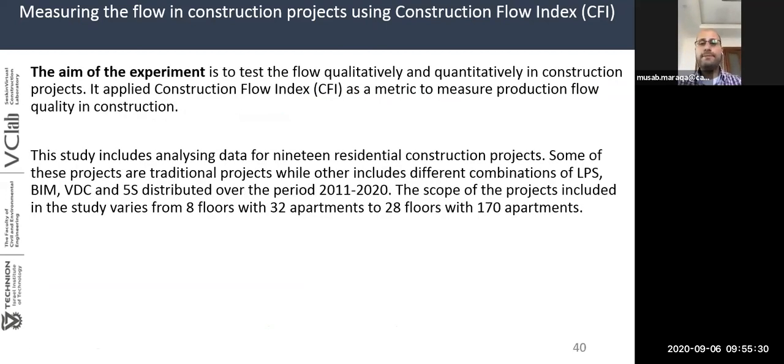Now, the aim of the experiment is to test the flow qualitatively and quantitatively in construction projects, and it applies the Construction Flow Index as a metric to measure production flow quality in construction. This study includes analyzing data for 19 construction projects. Some of them are purely traditional projects, while the others have some combinations of last planner system, BIM, BIM in the big room, and 5S, distributed over the period from 2011 to 2020.